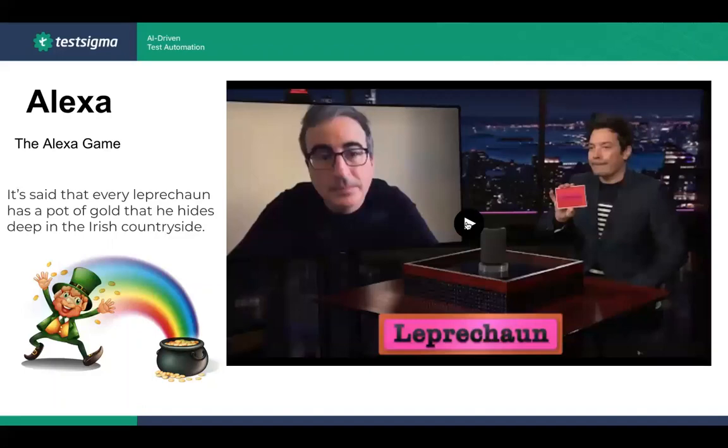So I wanted us to start this discussion on a funny note, just so that we are also having a little bit of fun. This is called the Alexa game, and what you see on the screen is Jimmy Fallon from Tonight's Show. You also see John Oliver. They are playing a game in which they have to make Alexa say a certain word, and that word here is leprechaun. A leprechaun is a person from Irish folklore. He is supposed to be a shoemaker. He also has a pot of gold which he hides deep inside the Irish countryside, and whoever captures this guy gets that pot of gold.